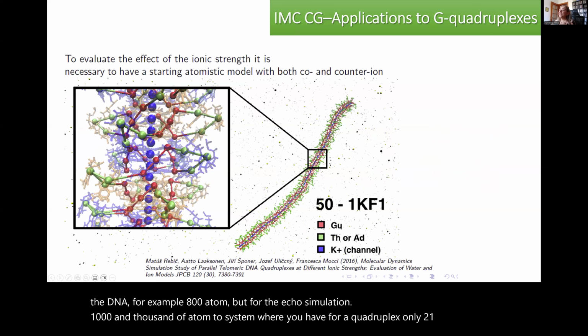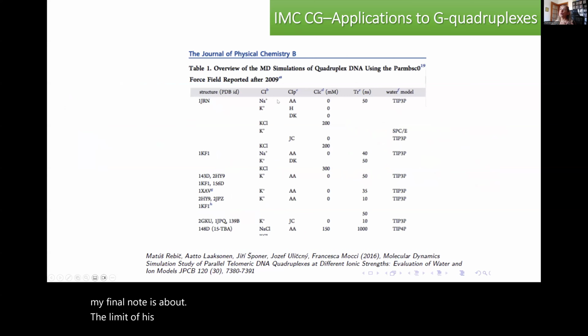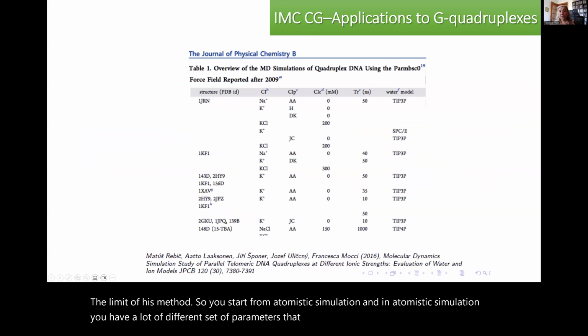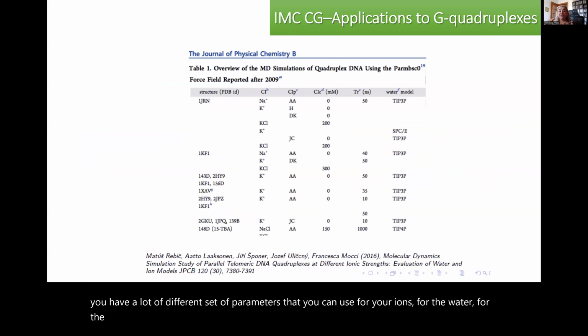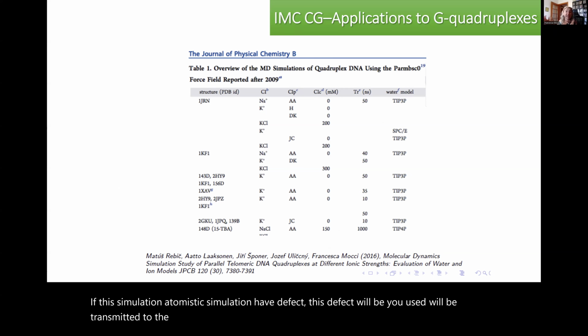And my final note is about the limits of this method. So you start from atomistic simulation, and in atomistic simulation you have a lot of different sets of parameters that you can use for your ions, for the water, for the DNA. And if this atomistic simulation has defects, these defects will be transmitted to the coarse-grained model that is trained to repeat the same simulation.